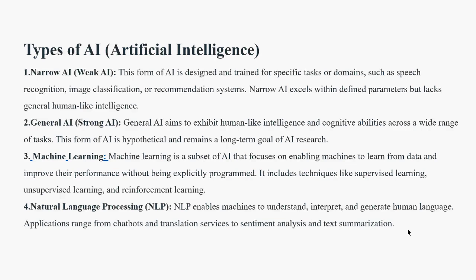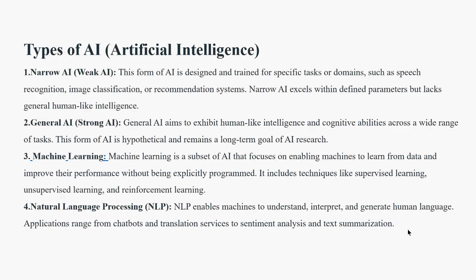General AI aims to exhibit human-like intelligence and cognitive abilities across a wide range of tasks. How a human is going to think, whether to do this task or not, whether you have to move forward to do this, the decision making, that has come in general AI. This form of AI is hypothetical and remains a long-term goal in AI research. We have not reached the end, but we are trying to attain it.